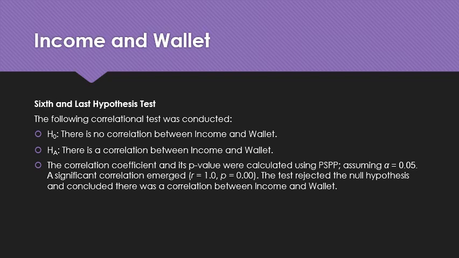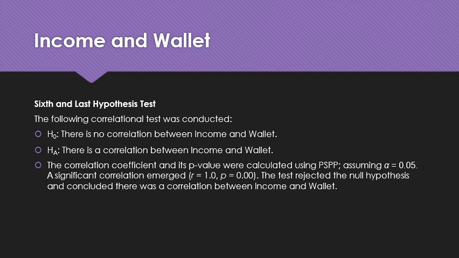The sixth and last hypothesis test, income and wallet. The following correlation test was conducted. There is no correlation between income and wallet for the null hypothesis, and the alternate hypothesis states there is a correlation between income and wallet. The correlation coefficient and its p-value were calculated using the PSPP software.